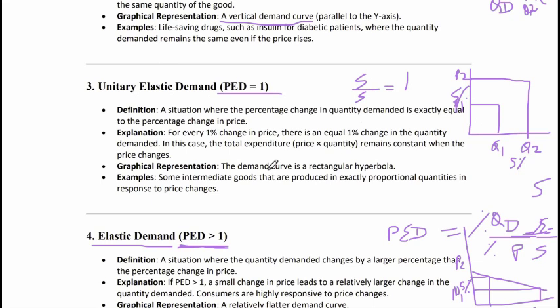Means the percentage change in quantity demanded is exactly equal to the percentage change in the price. For example, for a 5% change in price in this example, there is an equal 5% change in the quantity demanded. In this case, the total expenditure or total revenue remains constant when the price changes. Whether it's an expenditure or a revenue, it remains the same. The demand curve is a rectangular hyperbola.